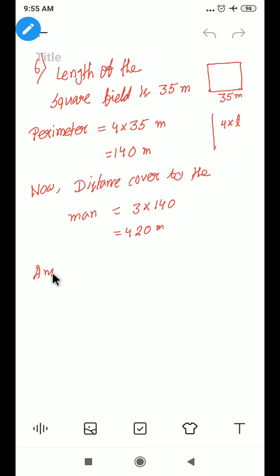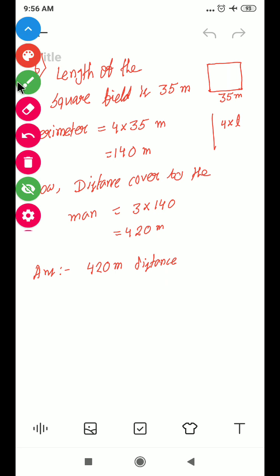So as I told you, the answer statement: the total distance covered by the man is 420 meter.